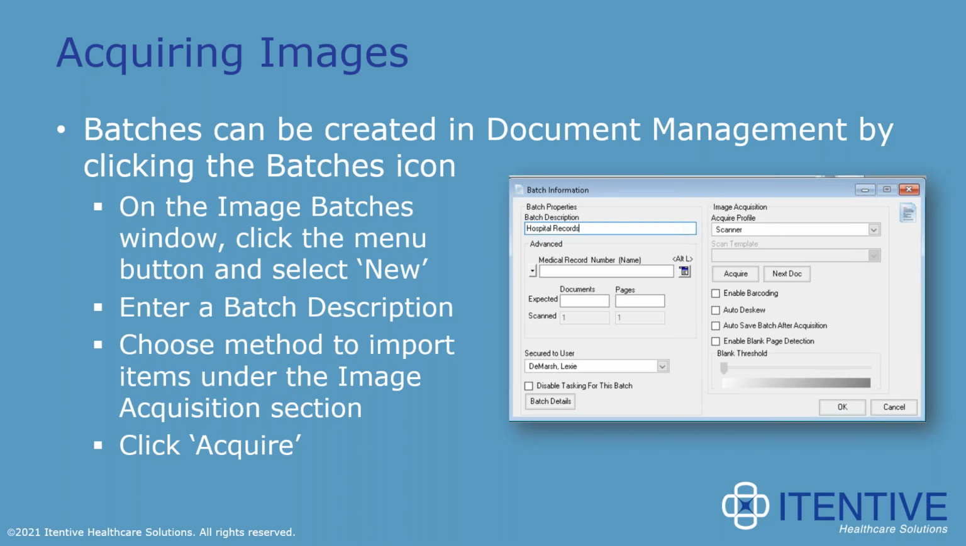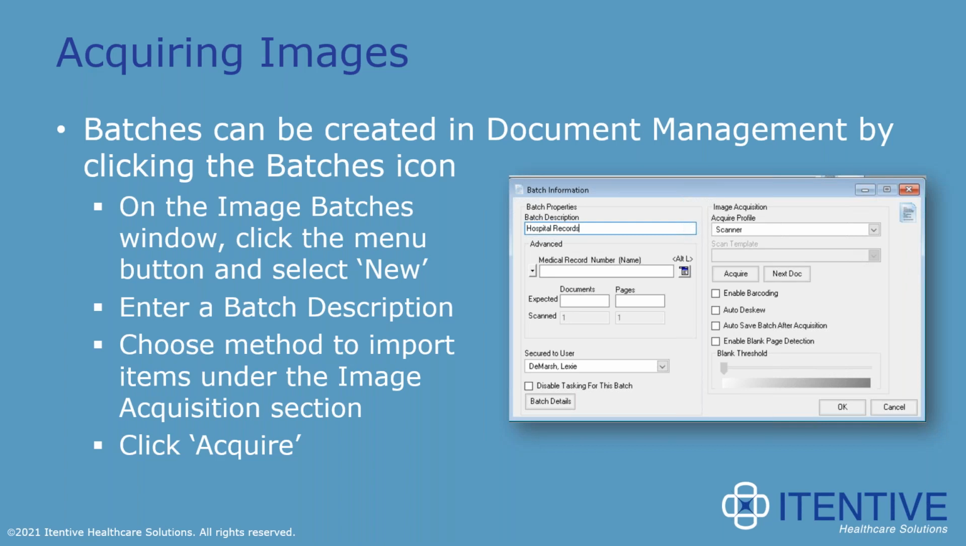On this batch information window, after we've selected new to create our batch, we could enter a batch description. So again, typically batches are created and they may be added to over time. So it might be more important here to add a batch description to help identify what's located in that image batch.